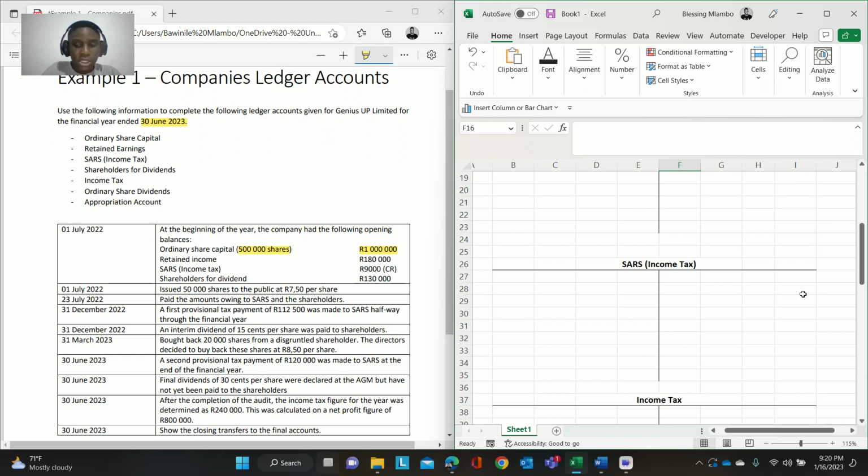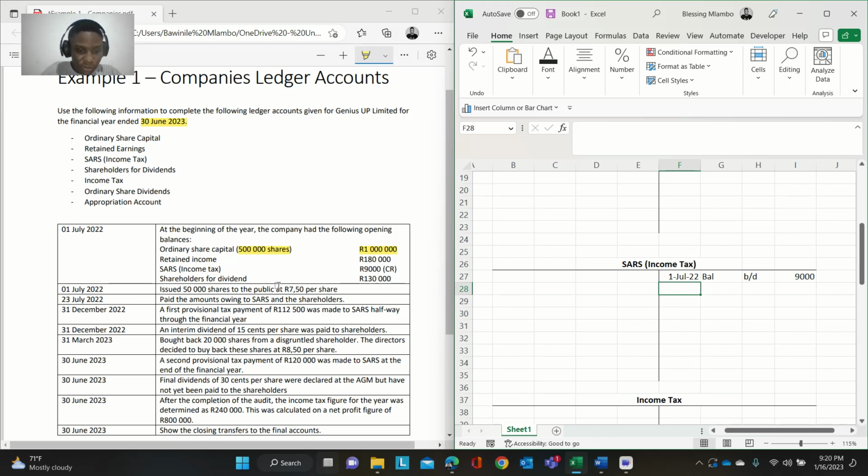So it's a liability account. It increases on the credit side. So if you have the balance on the credit side, it means that you owe SARS money. But if you have a debit balance, it means that SARS owes you money. So in this case, we have a credit balance of 9,000, meaning that we owe SARS 9,000. We still have to pay SARS 9,000. So this is the balance brought down on the 1st of July 2022.